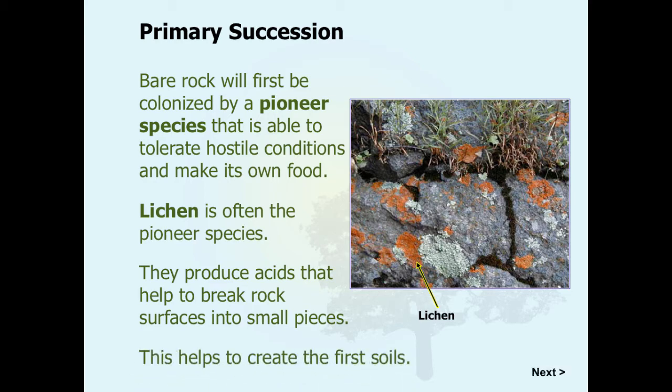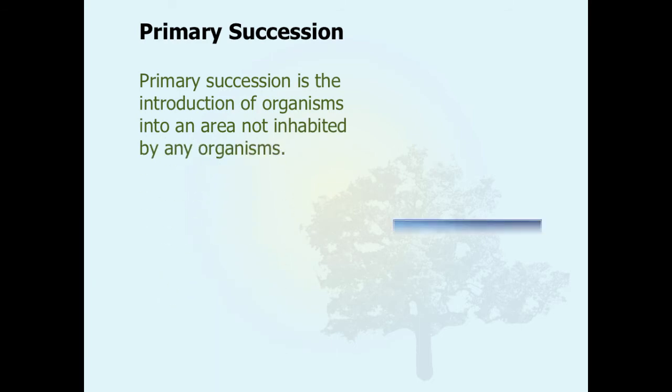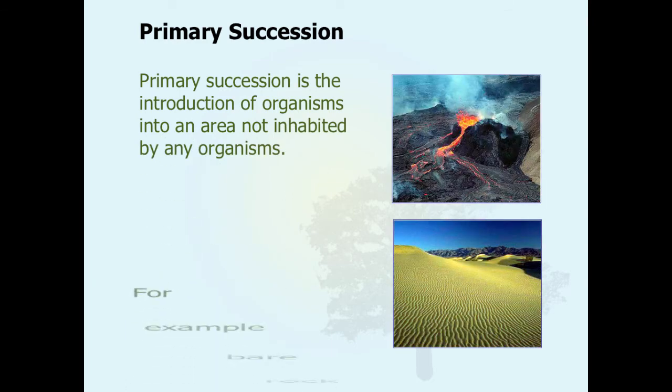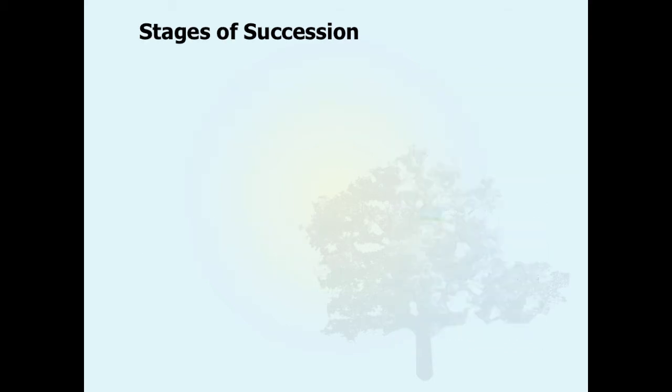They help to create the very first soil. Now we know that most plants have to have soil. So lichens are what come down to break the rock into tiny little pieces and dirt to create soil. So primary succession is the introduction of organisms into an environment that is not inhabited by any other organism. So an example, bare rock, lava after a volcanic eruption, or sand dunes. Notice there is no living thing here.